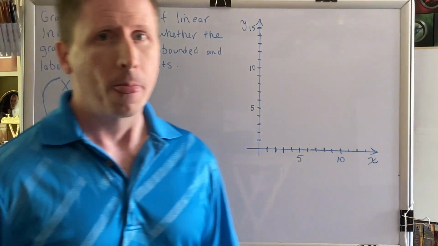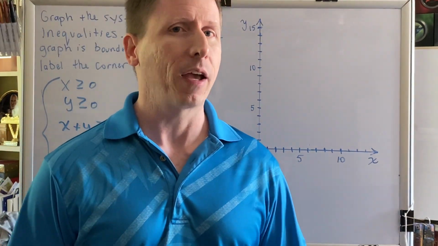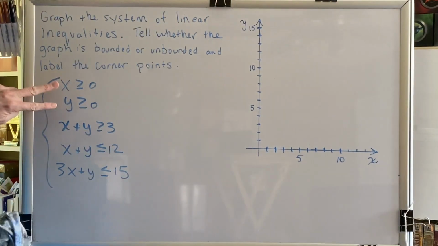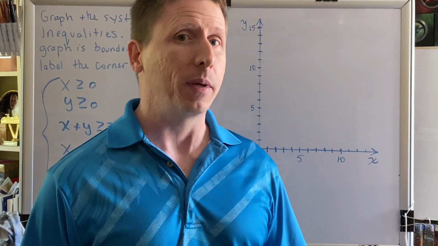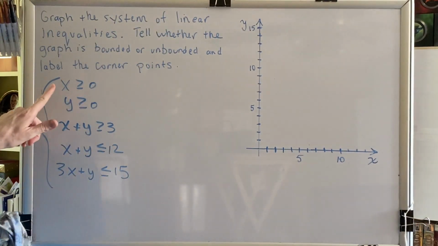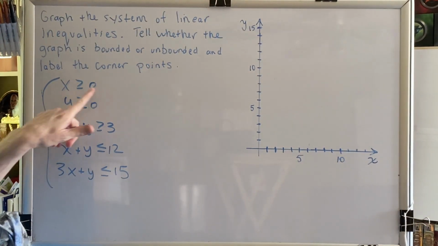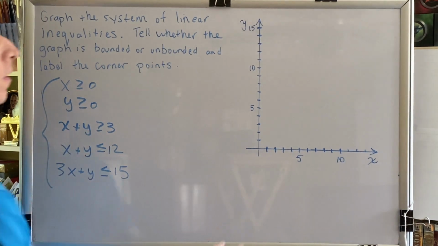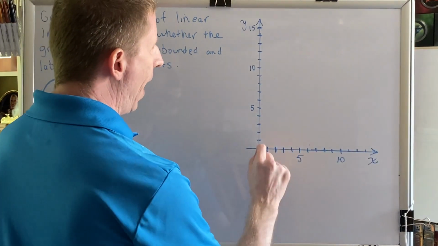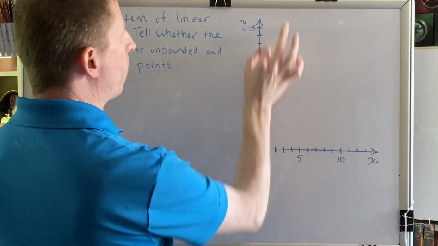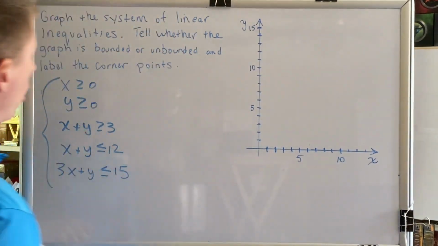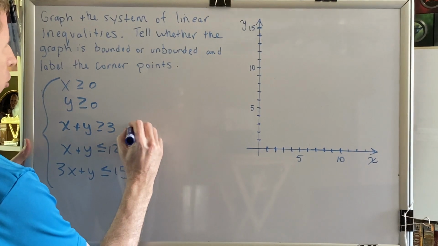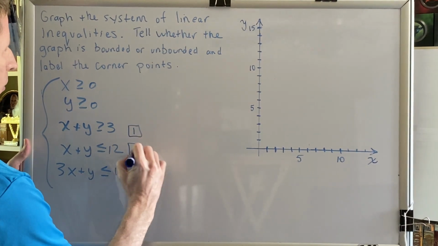Okay, so the first thing we want to do when solving a problem like this is to recognize that the top two inequalities are telling us which quadrant our graph should be located in. The quadrant where x is greater than or equal to 0 and y is greater than or equal to 0 is quadrant 1, and the part of the x-axis and the part of the y-axis shown here. So the rest of our attention will be paid to these three inequalities. I will number each one.